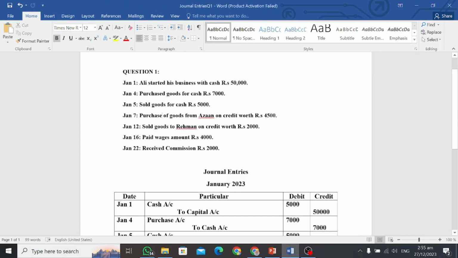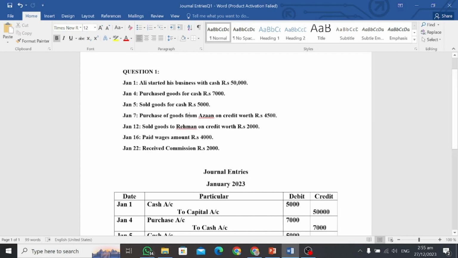Let's move towards our next transaction, that is January 7. Purchase of goods from Azan on credit worth rupees 4,500. On credit means on advance. That is, we have purchased goods without paying money and we owe money to Azan. Azan is the supplier. The account made with supplier on credit is termed as account payable, which is a loan or liability. When value of loan increases, it is credited.